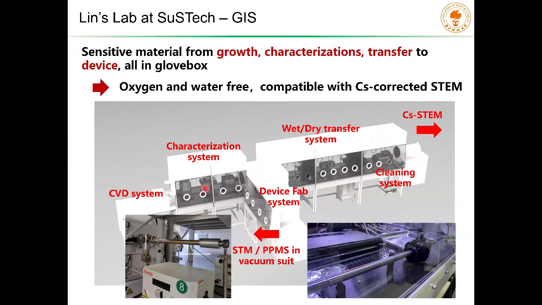Okay, and this system has a lot of extended functions because it can connect to property measurement units like STM and PPMS by the home-built vacuum suitcase. It can also transfer to the CS-corrected STEM or TEM by the vacuum transfer holder, so that the sample after growth and fabrication doesn't need to be exposed to air or ambient conditions before loading to any equipment to measure its structure or property functions.